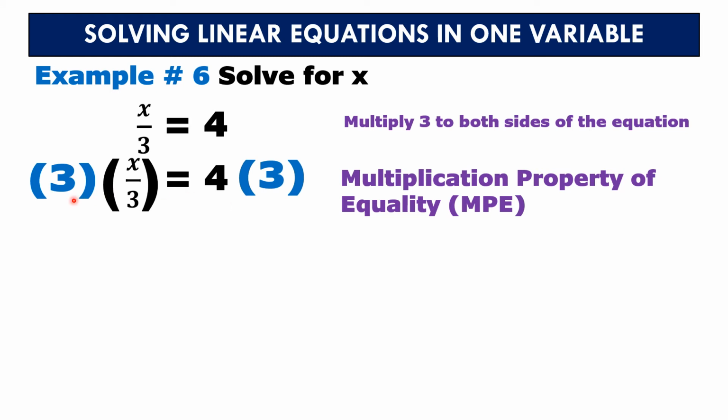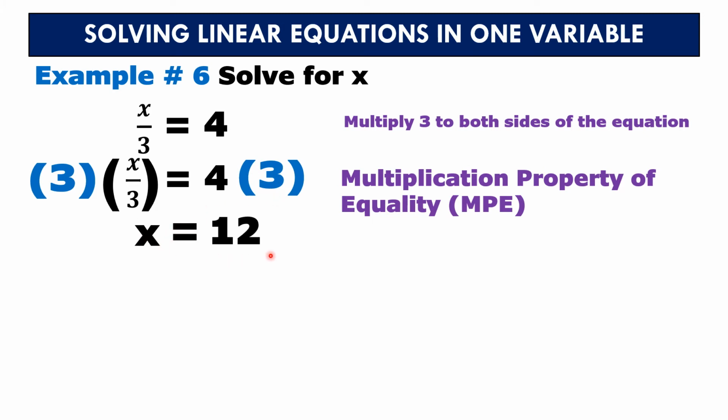So, we now have 3 times x over 3 equals 4 times 3. So, simplify natin. 3 times x is 3x over 3. So, 3x over 3 is equal to x. Then, 4 times 3 is equal to 12.